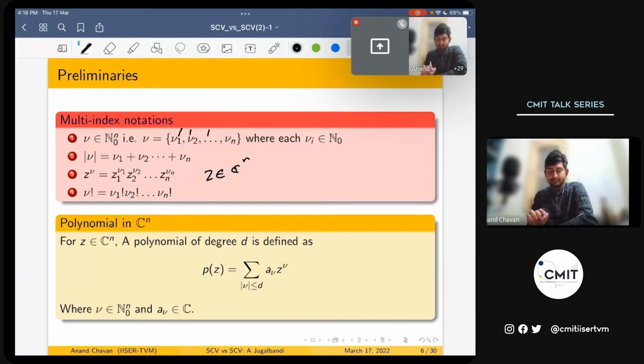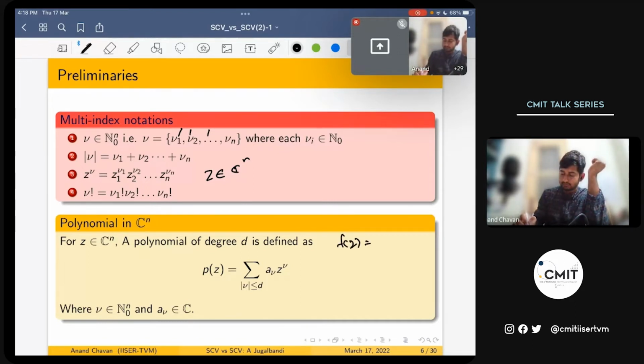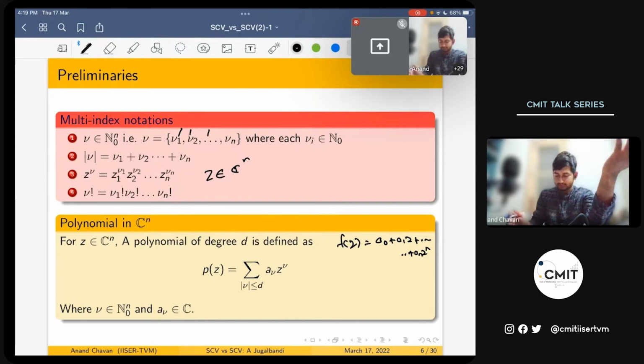As we have seen, a polynomial in the complex plane, in simpler notation, we can write as f of z equal to a naught plus a1 z plus up to an z raised to n, which is a polynomial in a complex variable of degree n. Similarly, we can define a polynomial in Cn, which is p of z equal to the summation over mod of nu less than or equal to d of a nu z nu.